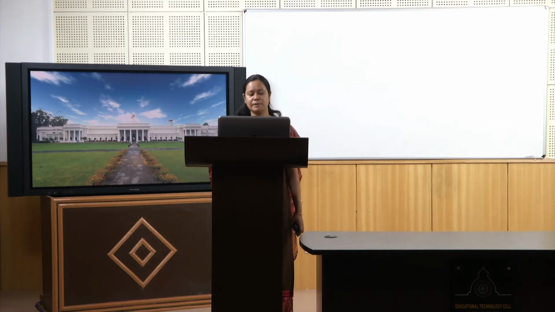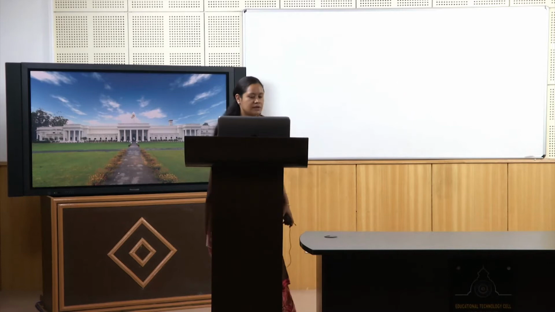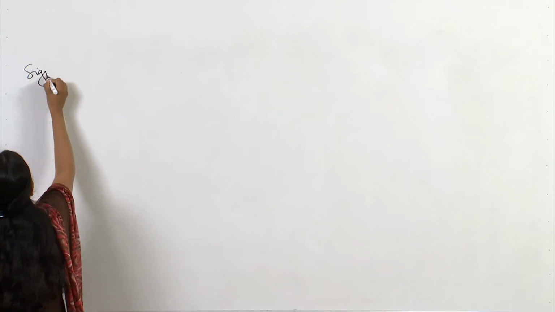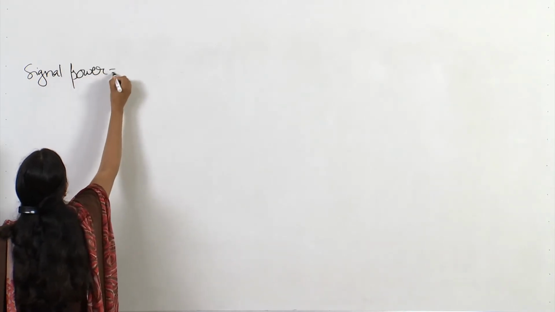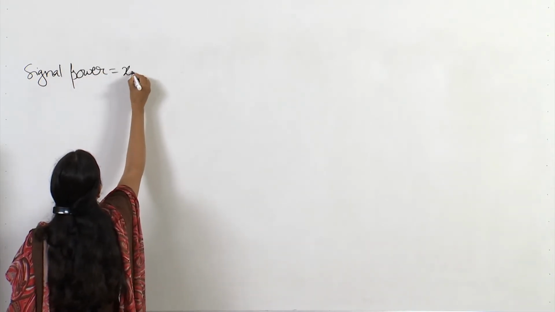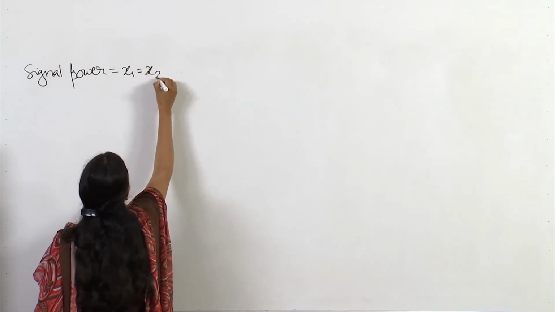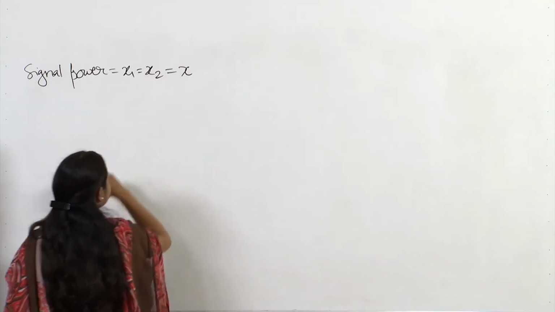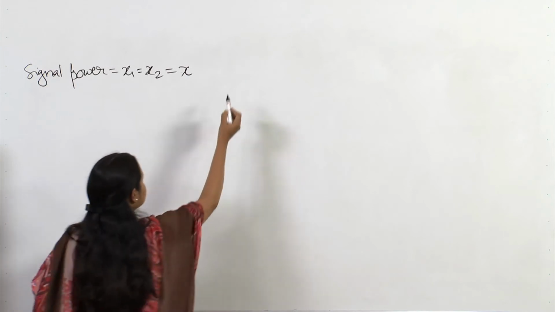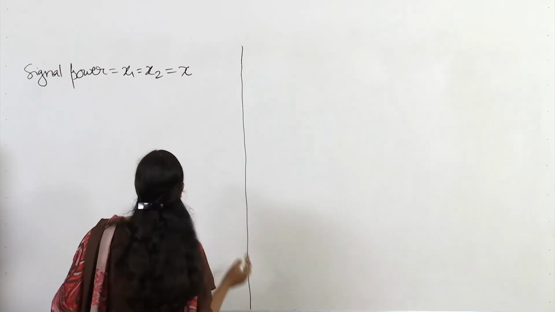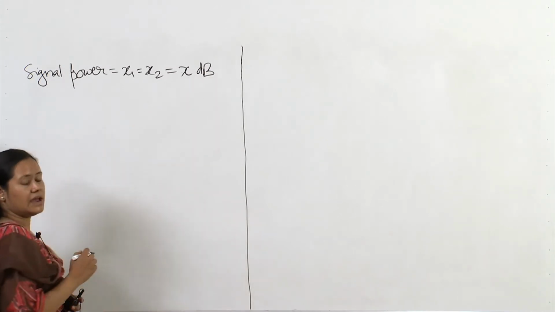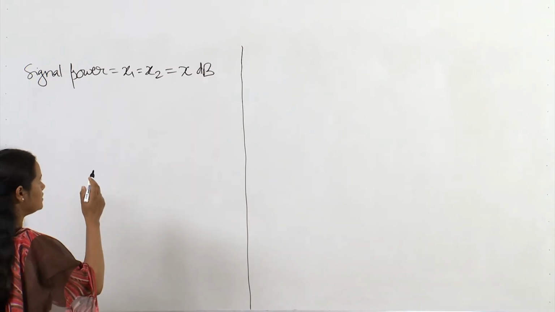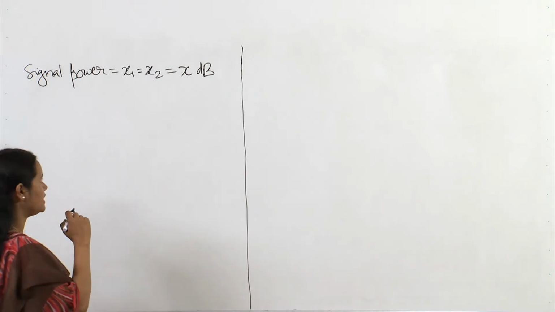For this analysis purpose, let us assume that the amplitude of both the tones are equal. So, signal power for both the tones x1 is equal to x2 is equal to x. Now, let us say it is in dB and we want to calculate the respective voltage for this.